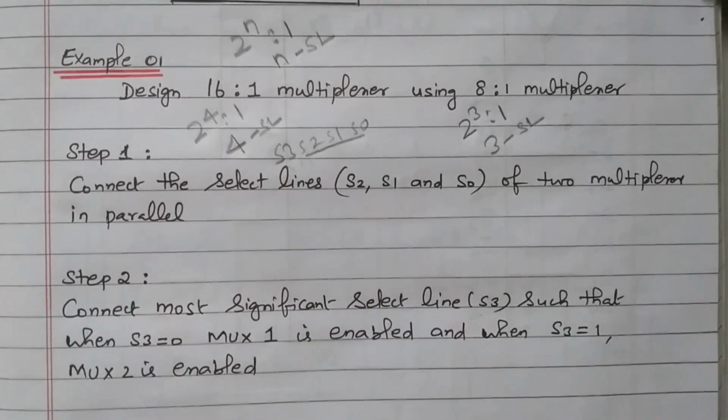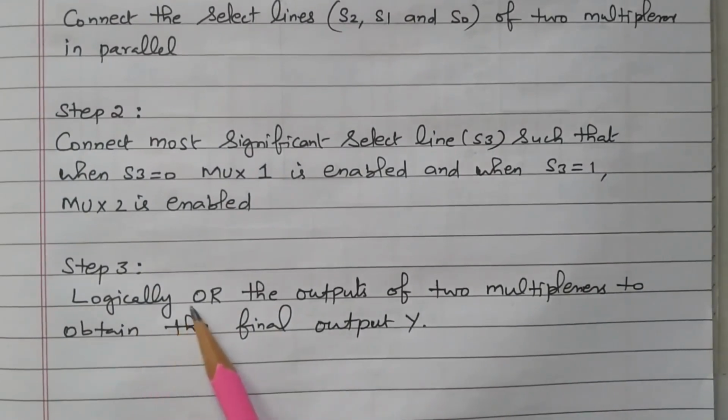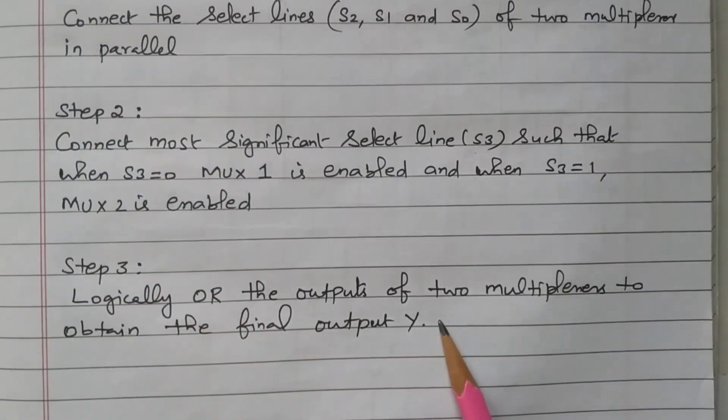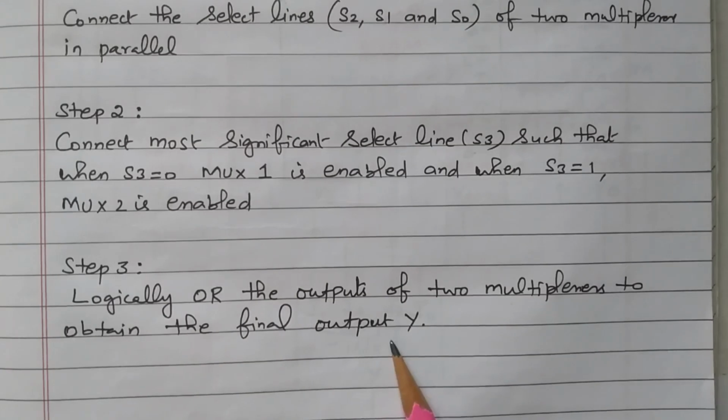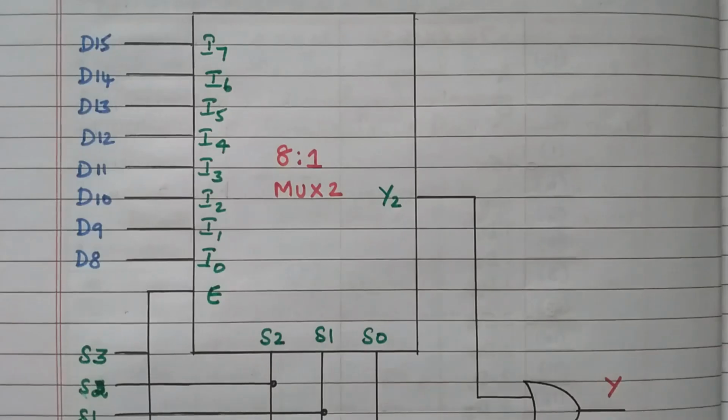Step 3 is to logically OR the outputs of the 2 multiplexers to obtain the final output Y. So one OR gate is used. In that OR gate, the outputs of mux 1 and mux 2 are connected in order to get the final output, right? Now we'll go to the logic diagram.